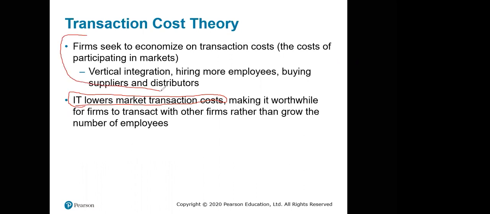This is about the theory which you watched on YouTube as well. Firms seek to economize on the transaction cost, the cost of participating in the market. So vertical integration, hiring more employees, buying a supplier. These transaction costs can be lowered with IT products. This is the main point.